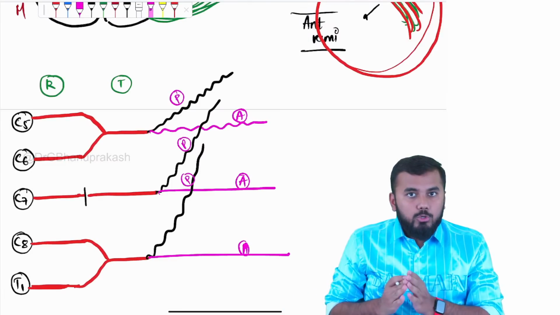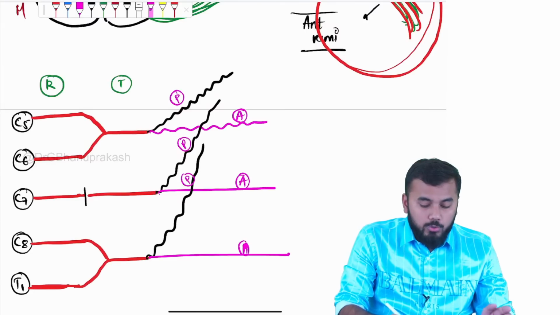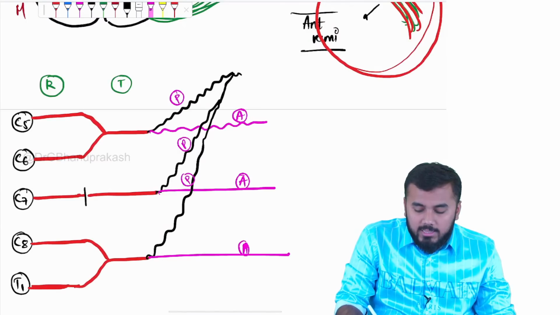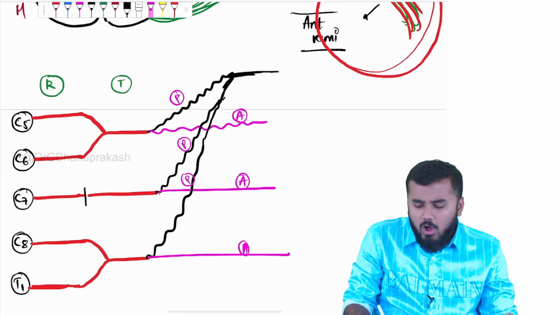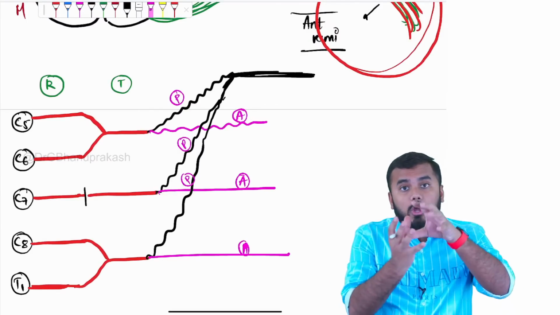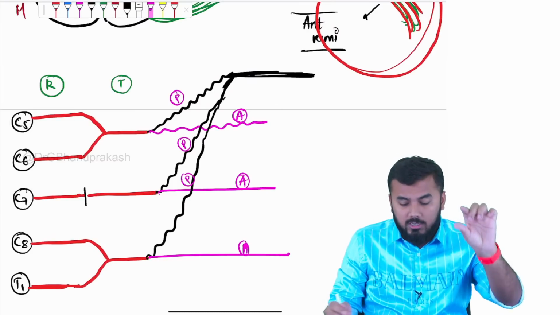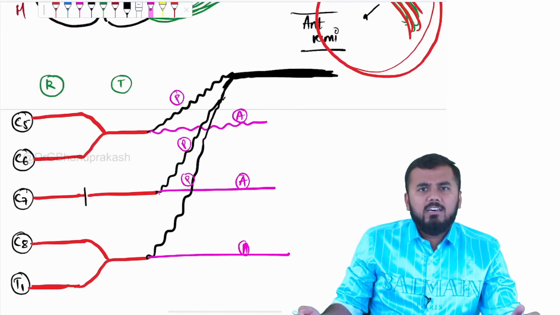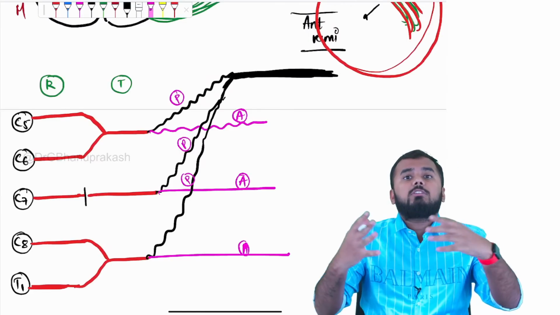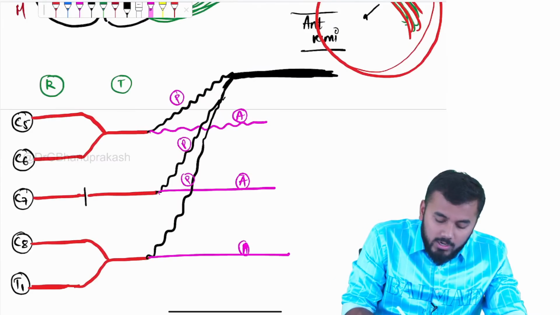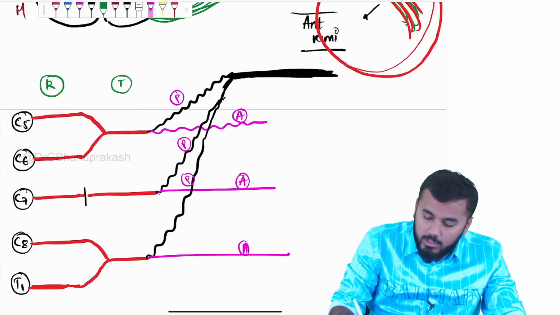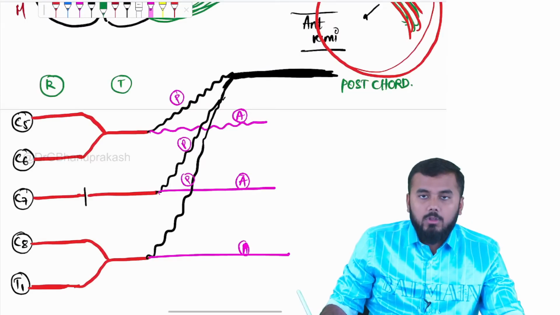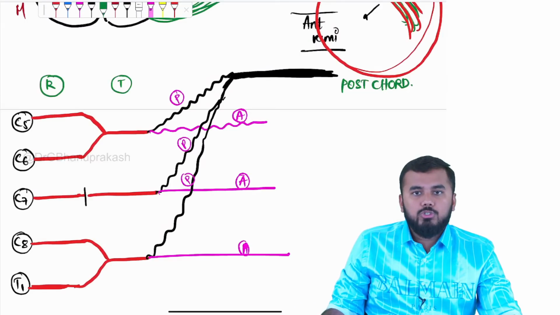What am I trying to show you here is that all the posterior divisions of all these roots join together. Three nerves are joining together, which means the nerve must be very thick. It forms a thick nerve. You don't call it a nerve now because it is very thick, so you call it a cord. What is this cord? All the posteriors join together to form the posterior cord.